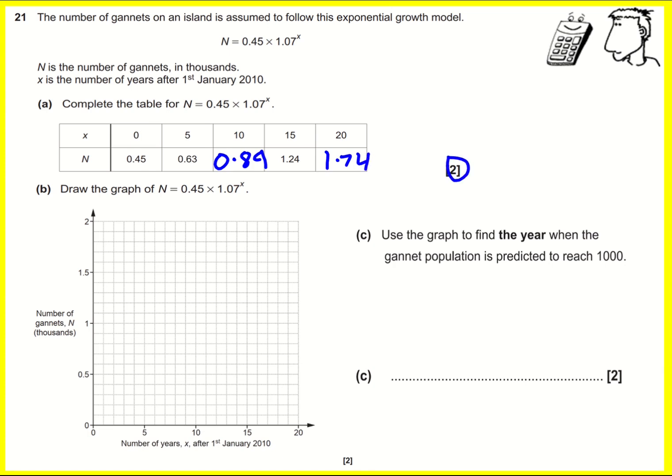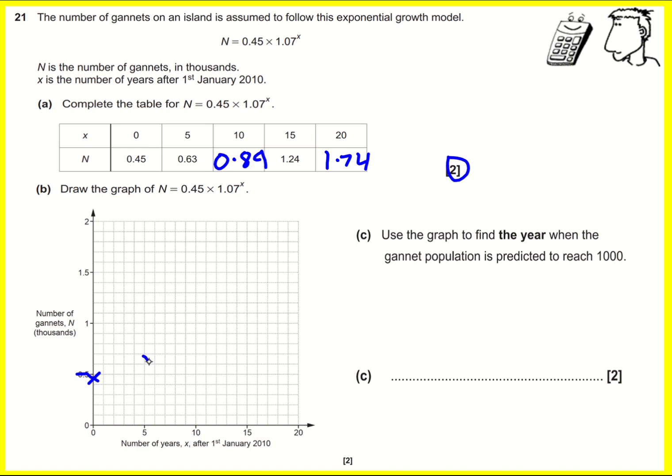Okay, now draw this graph. So I just need to plot my points. When it's 0, I've got 0.45. What's it going up in? It's going up in 0.1s: 0.1, 0.2, 0.3, 0.4. It's going to be about here. It's quite hard to do it electronically. That's my best effort. 5 is 0.63.